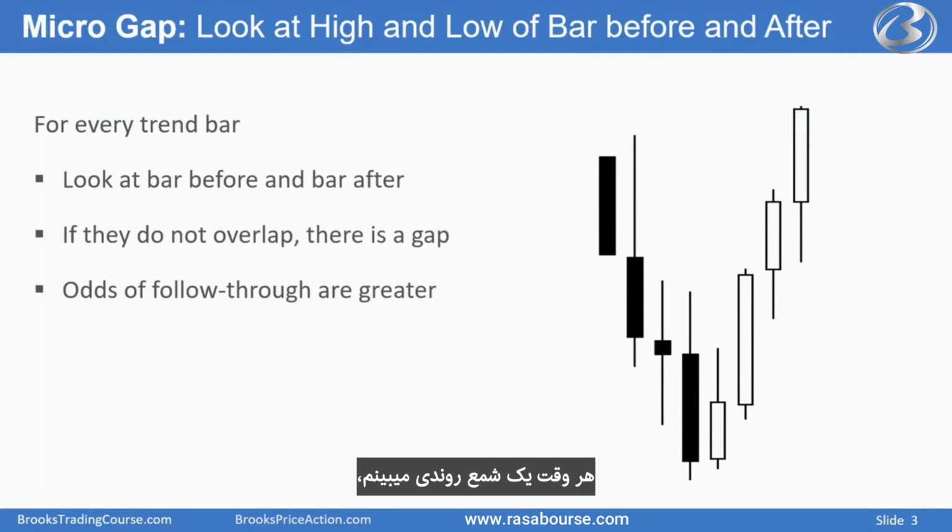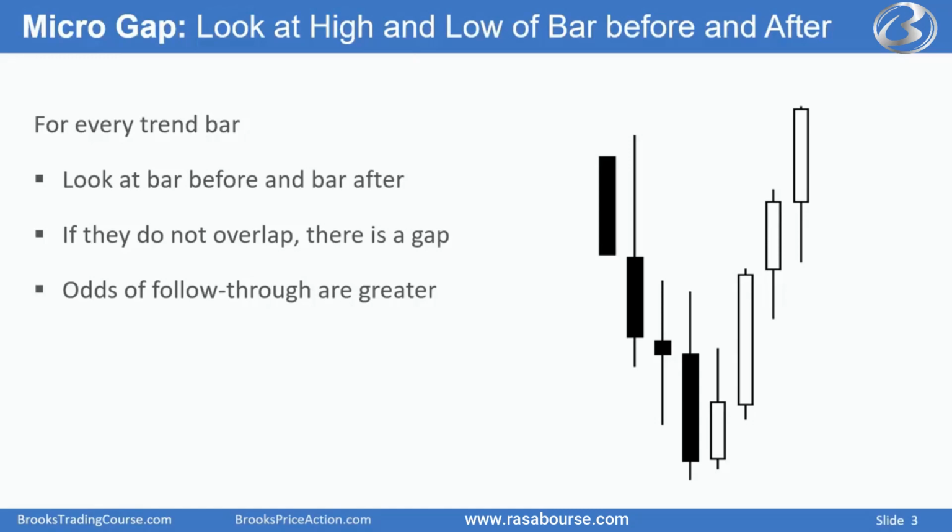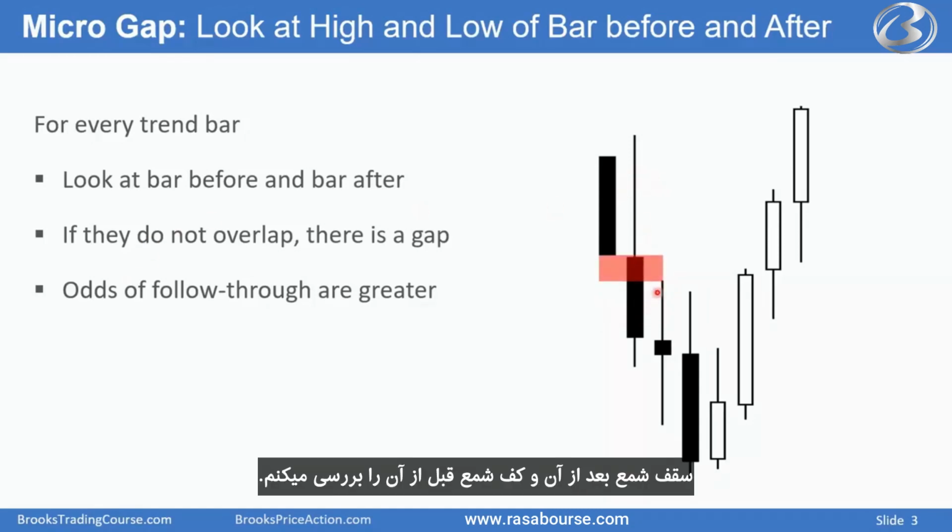Anytime I see a trend bar, I look at the bar before and the bar after. If they do not overlap, there's a gap, and the odds of follow-through in the direction of the trend bar are greater. We have a bear trend bar. I look at the high of the bar after and the low of the bar before. If there's no overlap, there's a gap. That increases the chances that we're going at least a little bit lower.